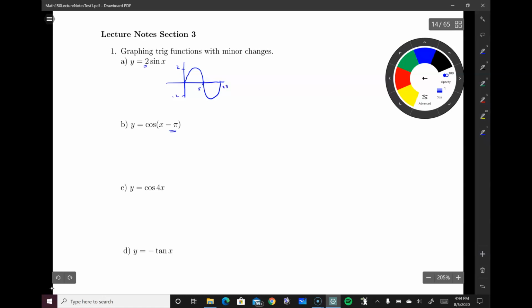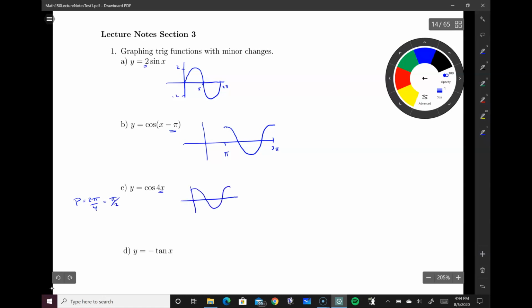This is cosine that's going to be shifted to the right by pi. So here is pi. And it'll end up here at 3 pi because the period of cosine is 2 pi. You know the number here changes the period, so it's going to be 2 pi divided by 4, so pi over 2. So one cosine wave fits between 0 and pi over 2. And I wouldn't scrunch it up, I would just make the x-axis longer.